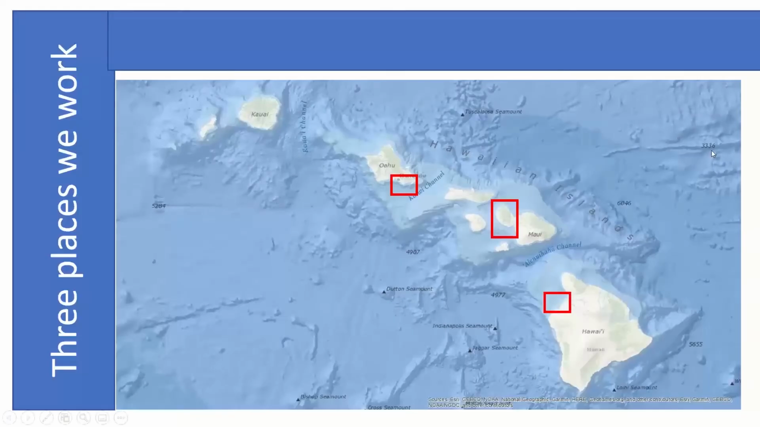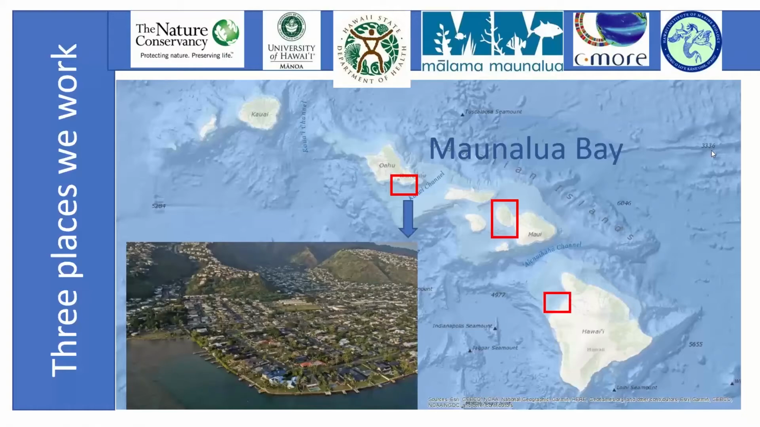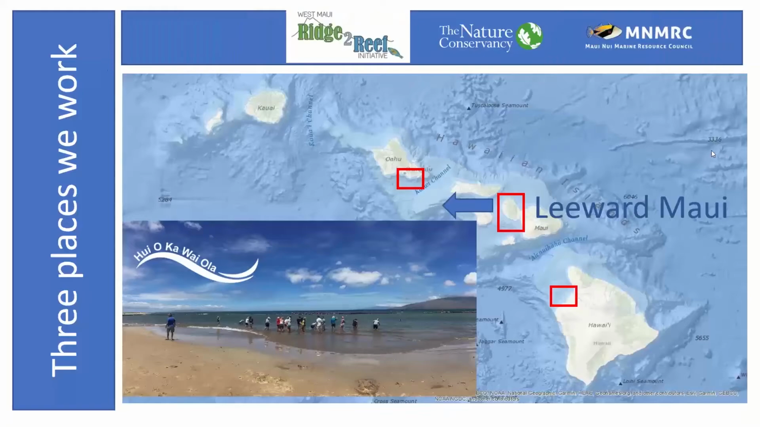So across Hawaii, I'm going to focus this talk on 3 different communities that we're working in here. One of them is Maunalua Bay in urban East Honolulu. It's quite an urbanized place. A lot of its streams are gray streams, and that is one of our communities. We work with Leeward West Maui, and I specifically have worked with a group called Hui o Kawai Ola, which is a citizen science-based initiative to help work on water quality issues there.